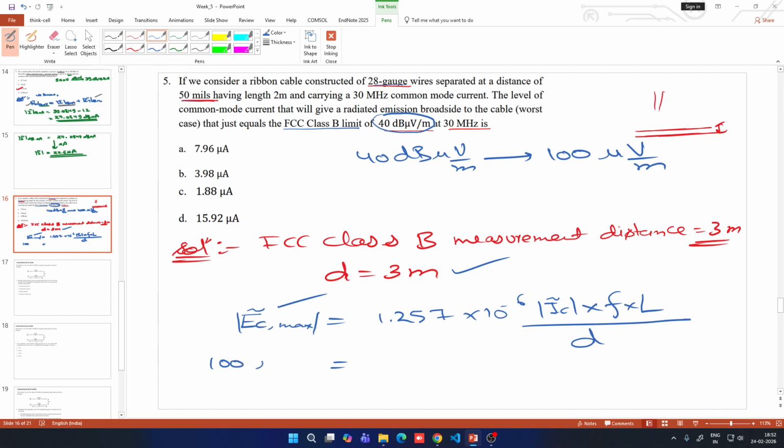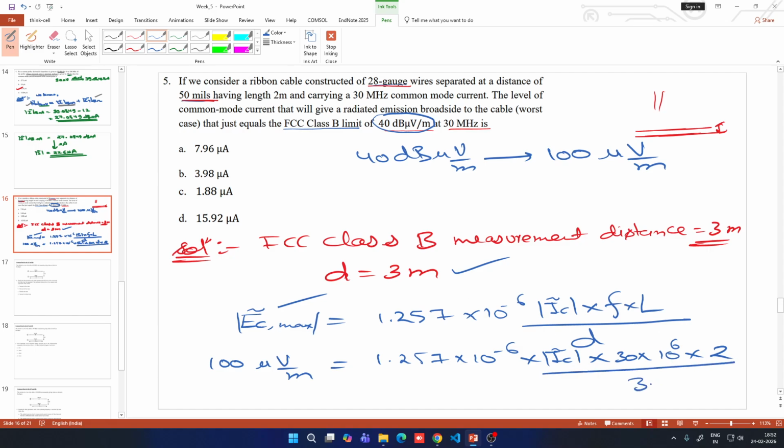100 microvolt per meter is equal to 1.257 times 10 to the power minus 6, I_C is unknown, frequency is given as 30 megahertz, 30 times 10 to the power 6. Length of the cable is given as 2 meters, and the distance of the measurement is 3 meters.